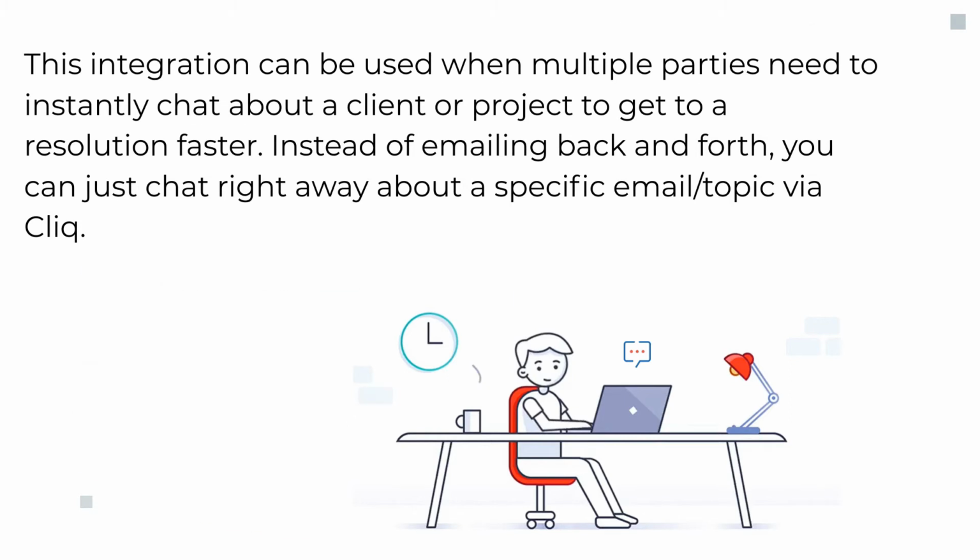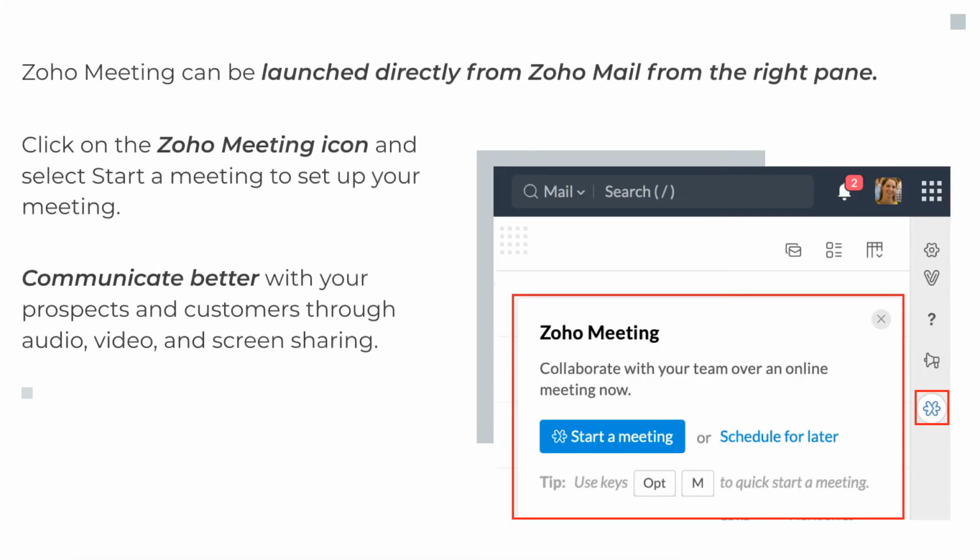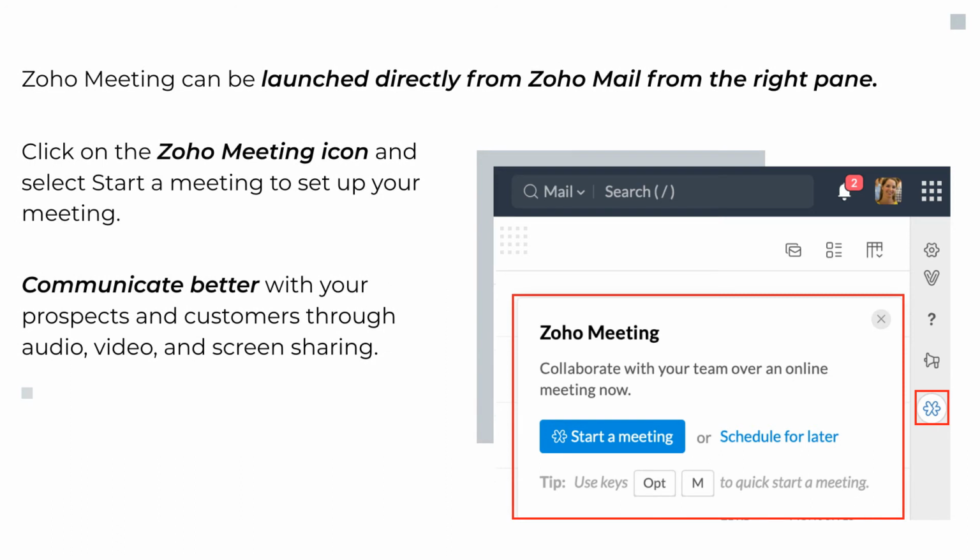When it comes to the Zoho Meeting integration with Zoho Mail, this allows you to view, schedule, and initiate meetings from inside your mailbox. Zoho Meeting can be launched directly from Zoho Mail from the right pane. Click on the Zoho Meeting icon and select Start a Meeting to set up your meeting. This will allow you to communicate better with your team members, prospects, and customers through audio, video, and screen sharing.